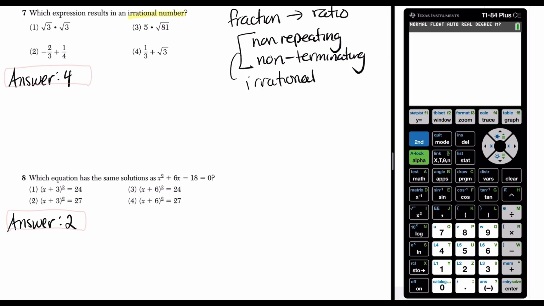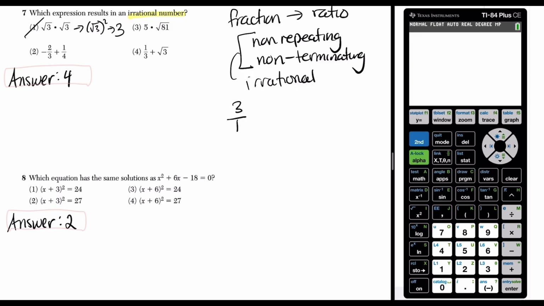Okay? All right, so you just have to kind of do them all together on your own. But with the first one, I see square root 3 times square root 3, which I could also write as square root 3 squared. And when I multiply that, I'm just going to end up with the answer 3. I can write that as a fraction, 3 over 1, so that's rational.